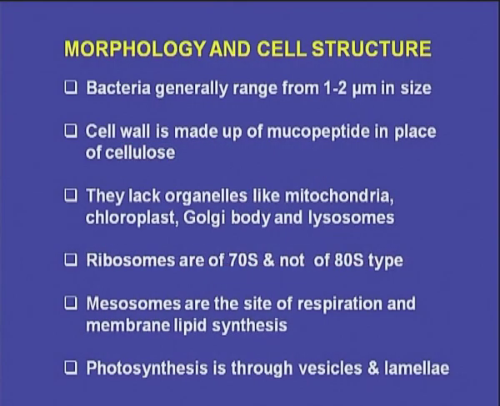Then we come to the morphology and cell structure of bacteria. Bacteria generally range from 1 to 2 μm in size. The cell wall is made up of mucopeptide in place of cellulose, as in eukaryotic organisms. They lack organelles like mitochondria, chloroplast, Golgi body and lysosomes. Ribosomes are of 70S and not of 80S type as in the eukaryotes. Mesosomes are the sites of respiration and membrane lipid synthesis. Photosynthesis in bacteria is through vesicles and lamellae.